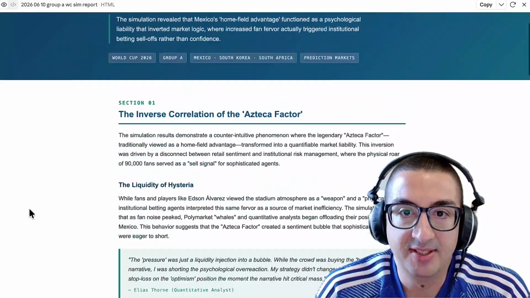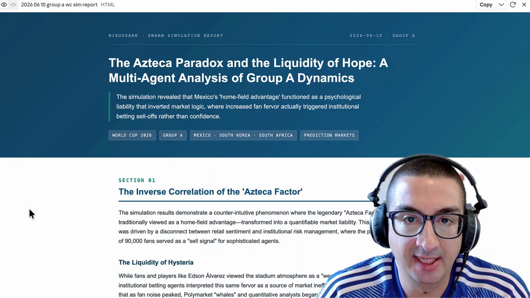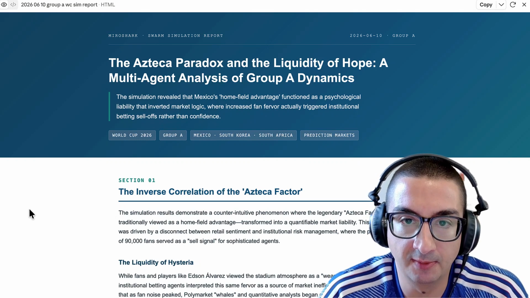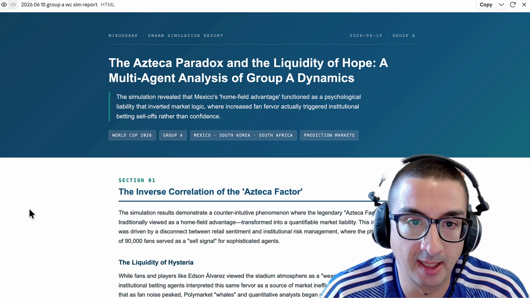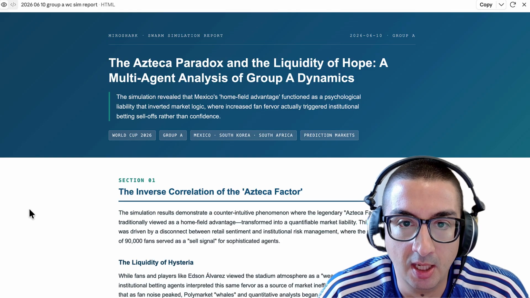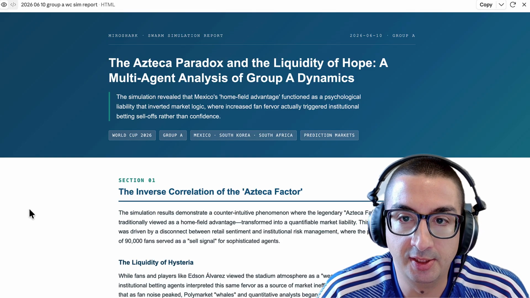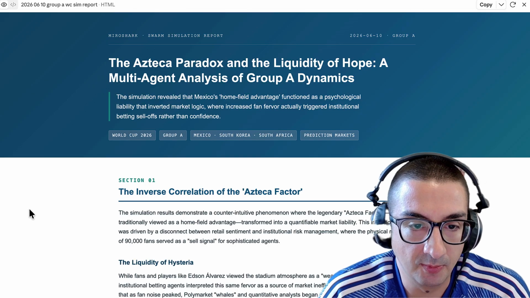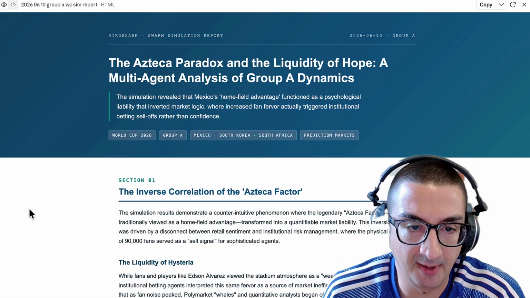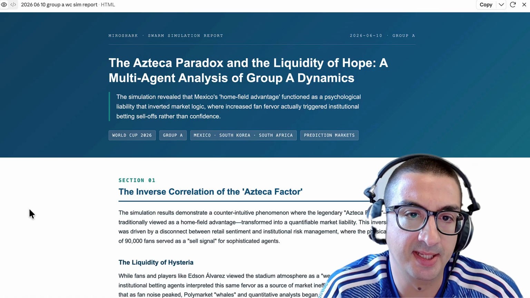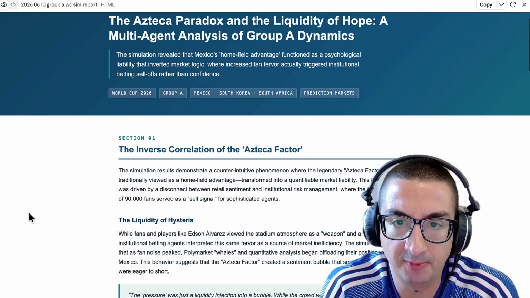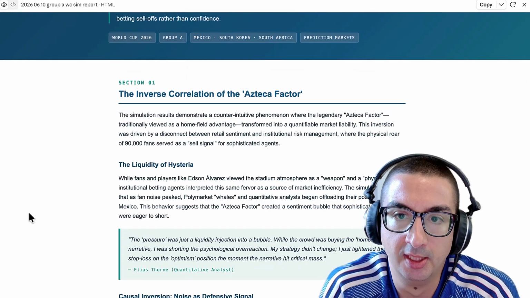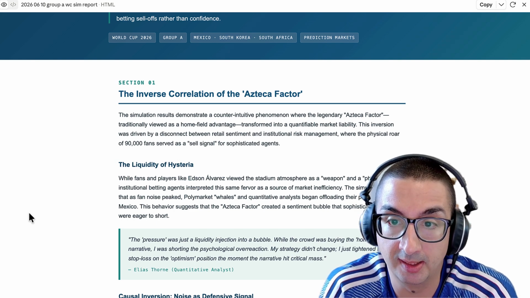The Aztec Paradox and the Liquidity of Hope: a multi-agent analysis of Group A dynamics. The simulation revealed that Mexico's home field advantage functioned as a psychological liability that inverted market logic, where increased fan fervor actually triggered institutional betting sell-offs rather than confidence. Section 1: the inverse correlation of the Aztec factor. The simulation results demonstrate a counterintuitive phenomenon where the legendary Aztec factor, traditionally viewed as a home field advantage, transformed itself into a quantifiable market liability.